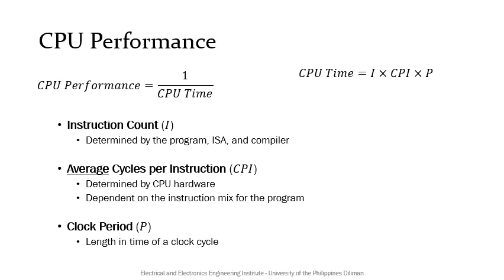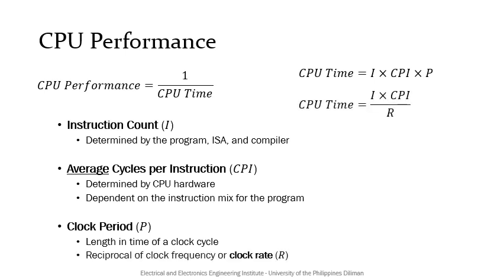Clock period or P is the length of time per clock cycle. If we define R as the clock rate and the inverse of the clock period, then we can write CPU time as I times CPI over R. Since CPU time is in seconds, then CPU performance must be some quantity per second. Also, the larger the CPU performance or the shorter the CPU time, the better.